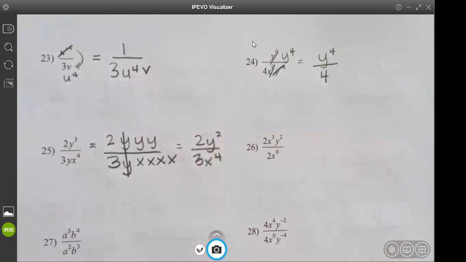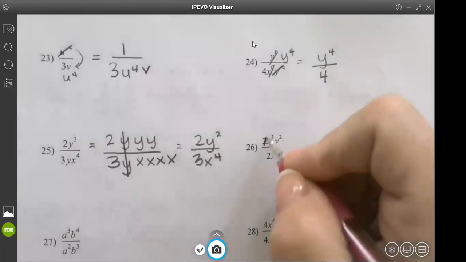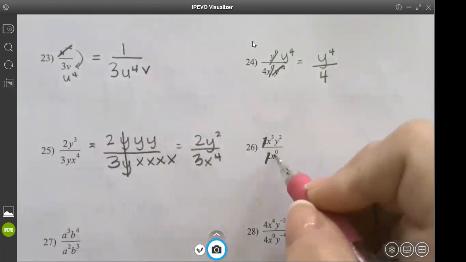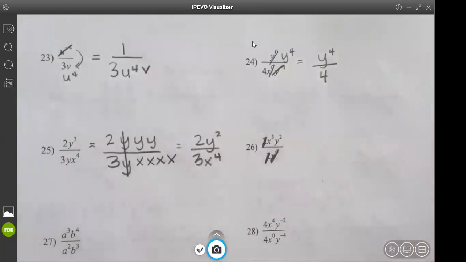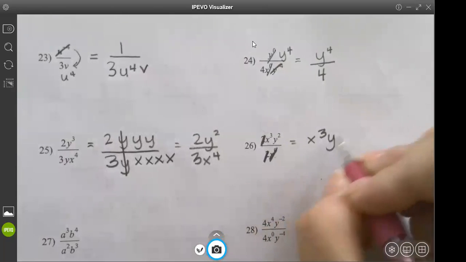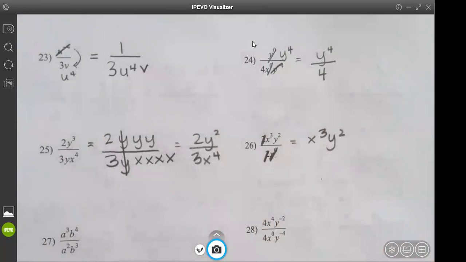Same thing with the next one. Do you see anything the same on the top and the bottom already? Just work with the numbers, just the 2, right? Just the 2. What do we do with this x to the 0? If there's nothing else the same on the top and the bottom, we just write what we have, which is x to the 3rd and y squared.